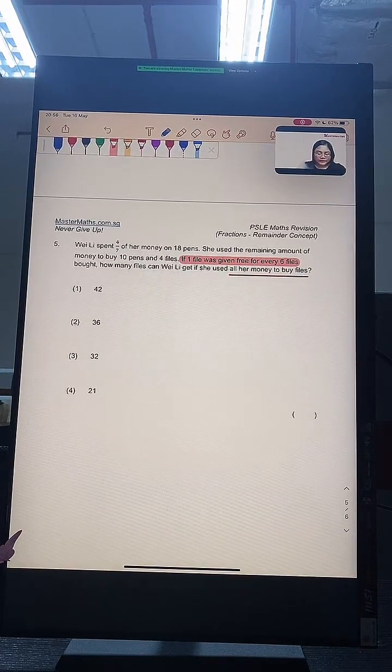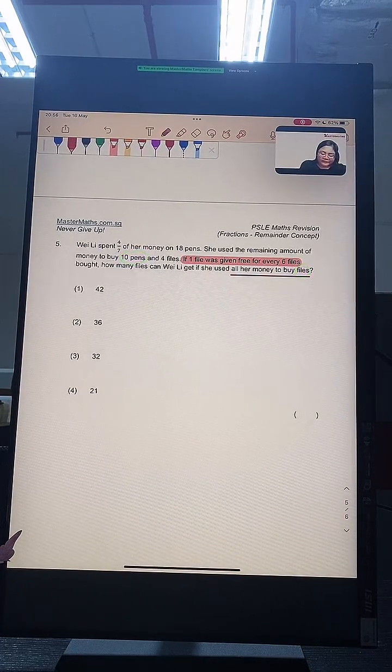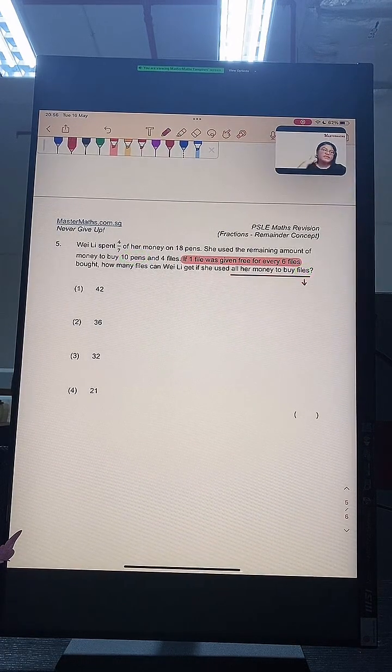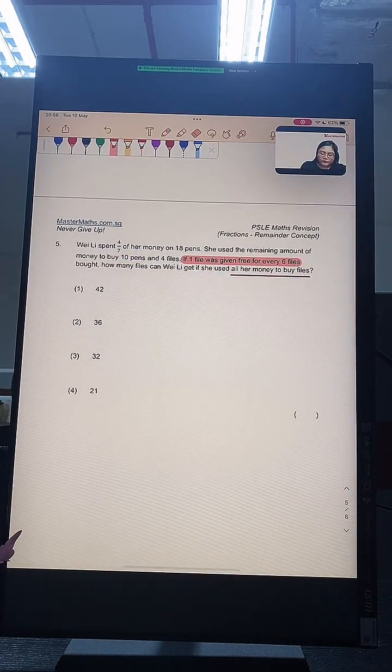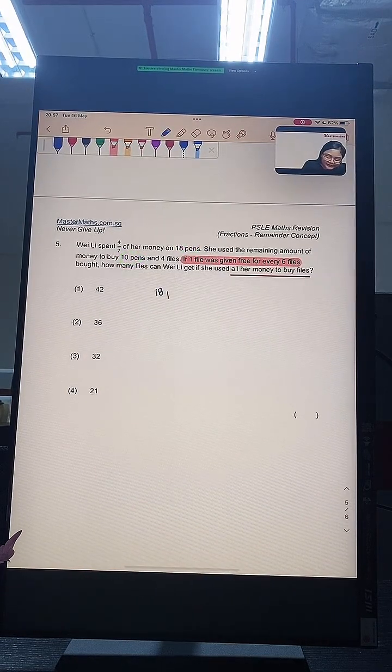So let's take a look. We have pens plus files. Very confusing. What we are going to do here is, I am interested in files, so I'm going to convert all the pens into files. I don't want pens, so I want to know how much one pen is so that I can replace all of these pens. We know that 18 pens is 4 out of 7 of her money.